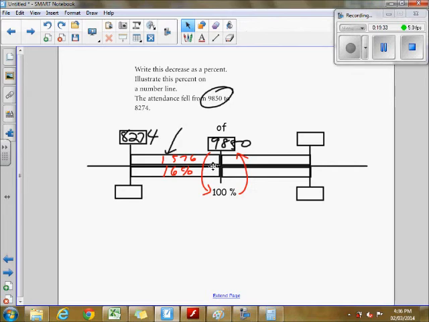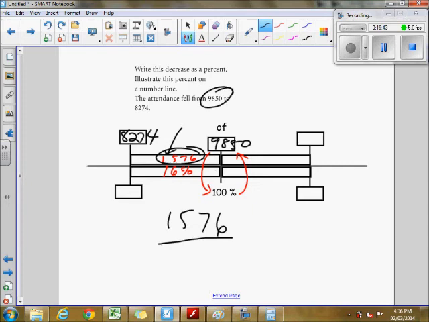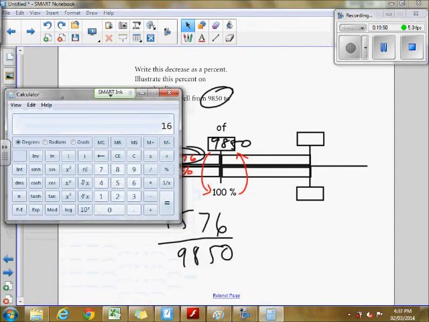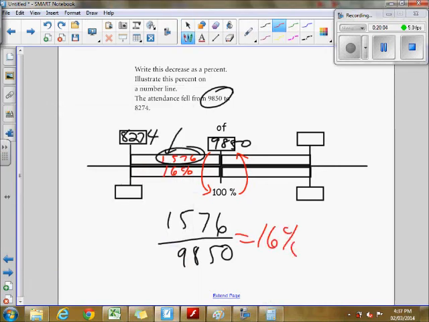That's one method. Another method is we take our 1,576, divide it by 9,850, we get 0.16 or 16%. Again, that works because this number here is the percentage of our final number there.